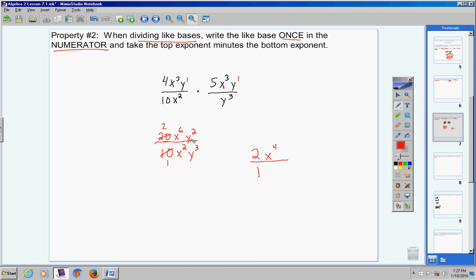Now, dividing a y by a y. When you're dividing like bases, you write the like base once in the numerator. And 2 minus 3 is negative 1. Okay? So you're welcome to leave your answer like this if you want. 2x to the fourth, y to the negative 1, all over 1. That's fine. Or you're welcome to just have the 2x to the fourth, y to the negative 1, would be totally fine. Okay? Whatever you want to do. Alright? Okay? Property number 3. Please copy this down.